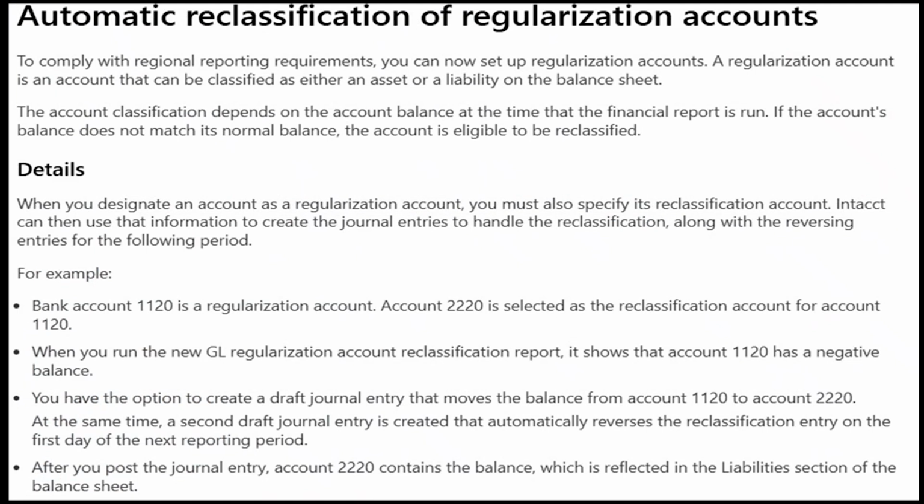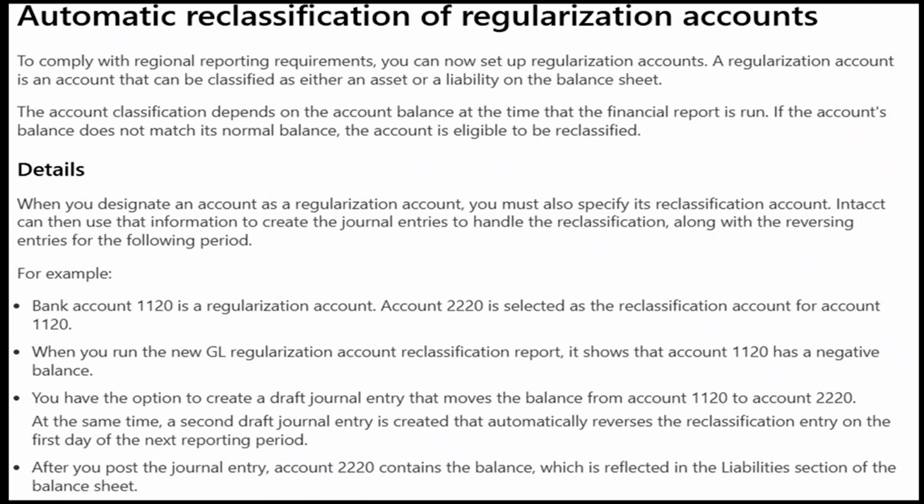This is quite an interesting one. It's the reclassification of these, what they call regularization accounts. Now, in short, what it means is we've got, on our balance sheet, we've got asset and liability accounts. And ultimately, when we do reporting, we need to determine where to show that account based on the account balance. So if we've got an asset account, but its normal balance is debit, obviously.